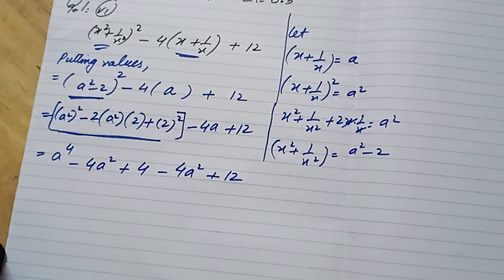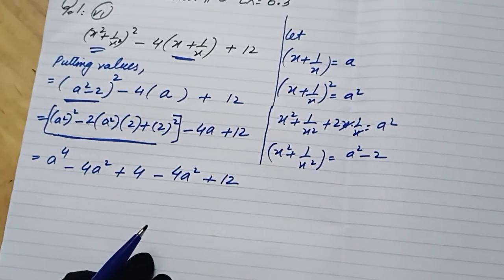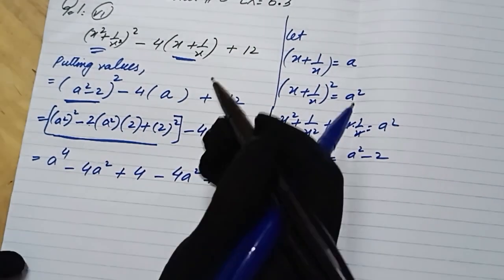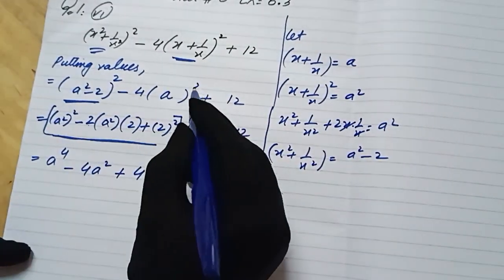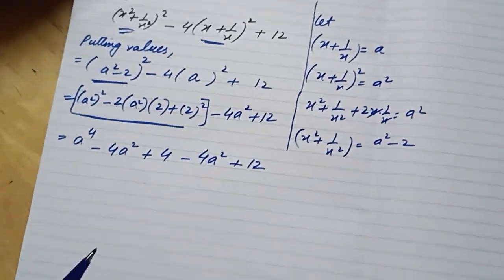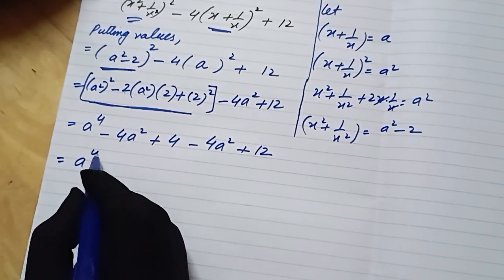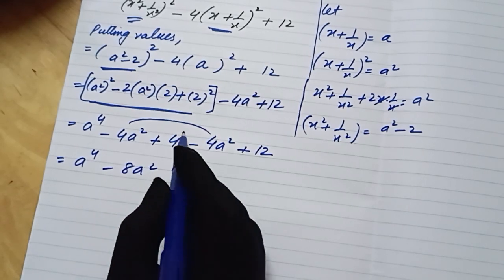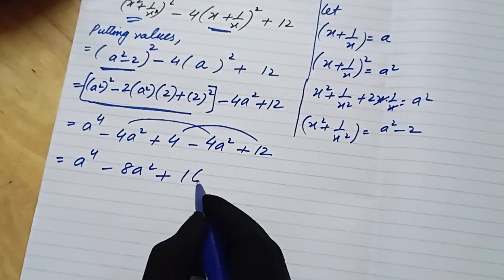After that, we will add the constant terms. I continue in this process. I just forgot a squared over here. When I put the square over here, I found my mistake. So a to the power 4, and then minus this and this will add up to minus 8a squared. This and this will add up as plus 16.